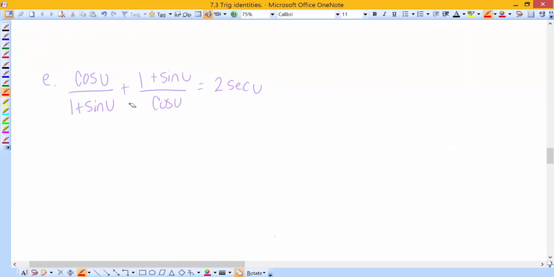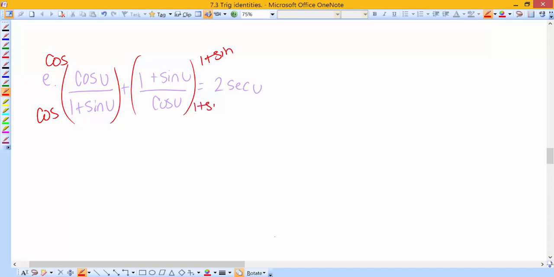So I want to rewrite the left side so it looks like the right side. You're adding two fractions. So the first thing that should be popping into your head when you add fractions is you want to get a common denominator. So I'm going to multiply the left fraction by cosine, and I'm going to multiply the right fraction by 1 plus sine. So I'm not going to multiply anything out yet. I want you guys to see the math that we're going to actually be doing.